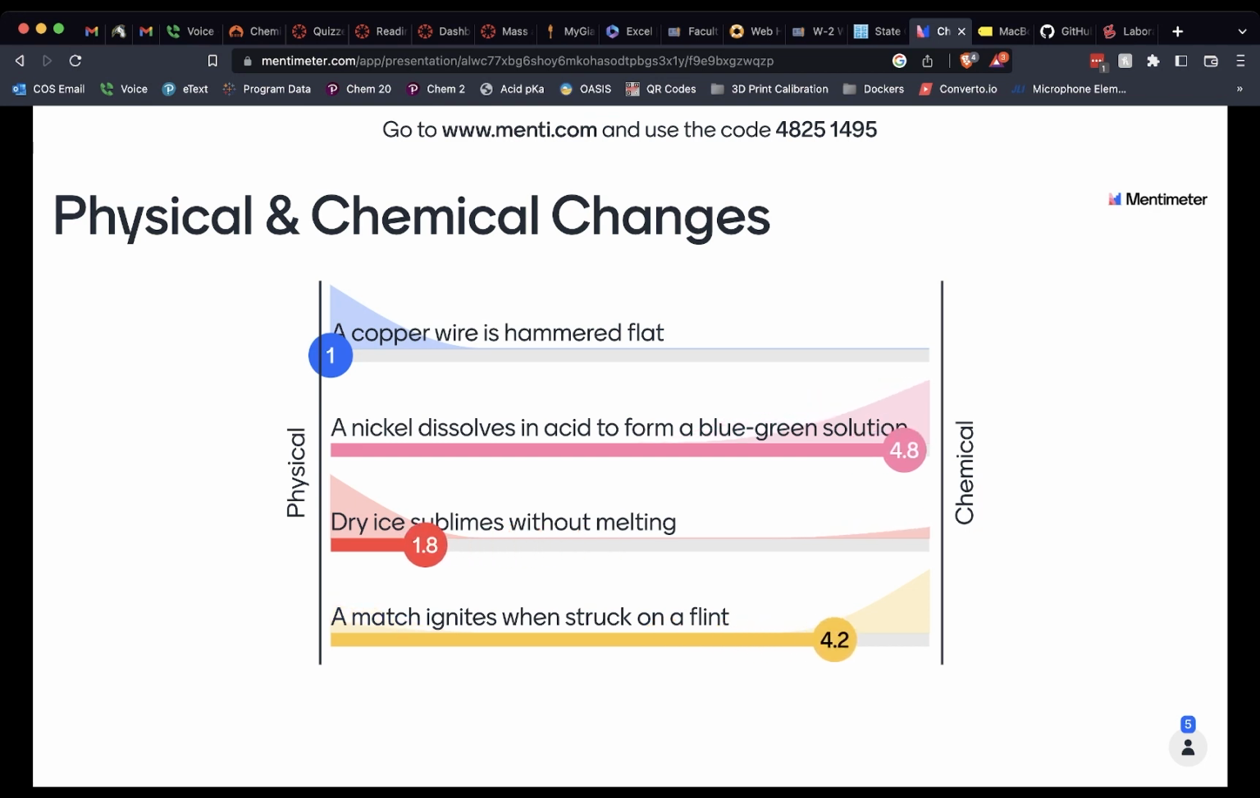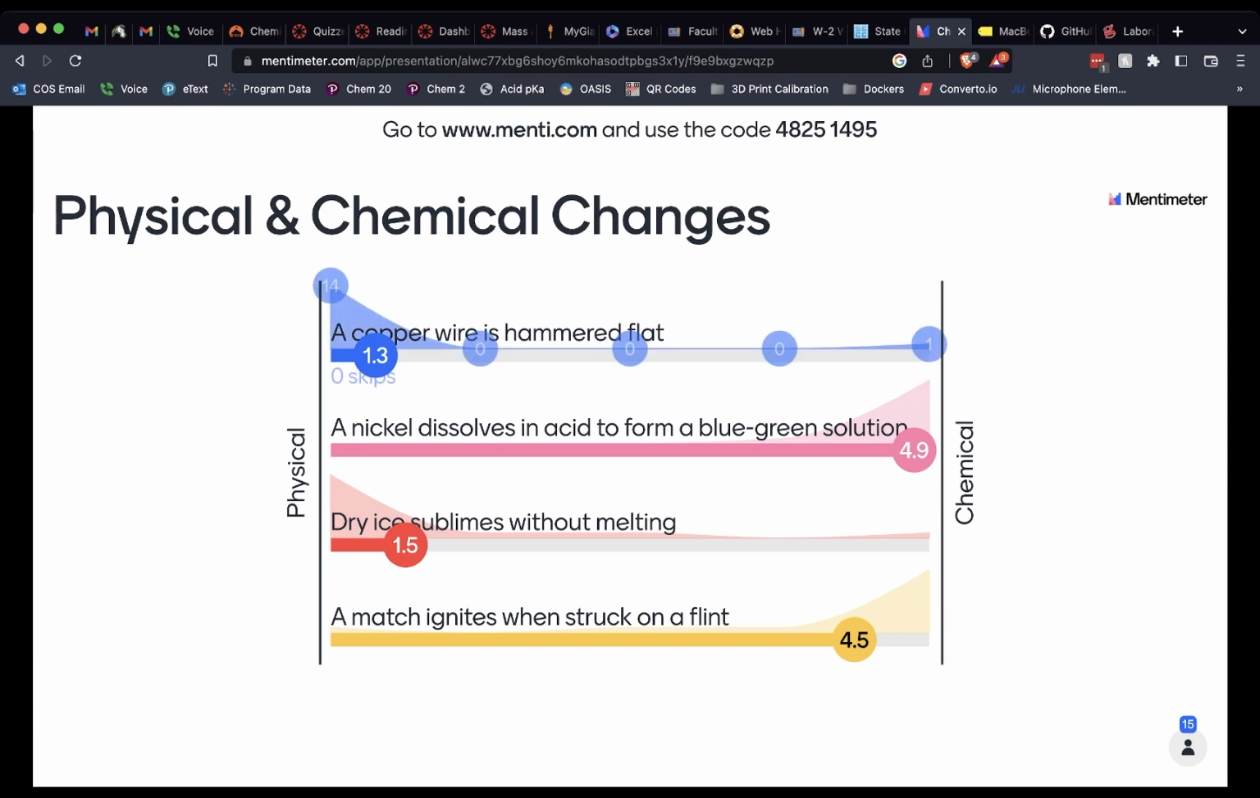Cool, okay. So for the first one, we had one person say it was chemical. Looks like everybody agrees that nickel dissolving in acid to form a blue-green solution is mostly very confidently chemical. Dry ice subliming, sort of a mixed bag. And then for a match ignites when struck on flint, most people say that's chemical rather than physical.